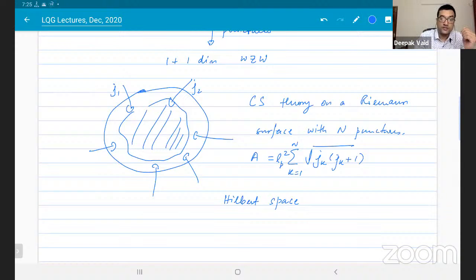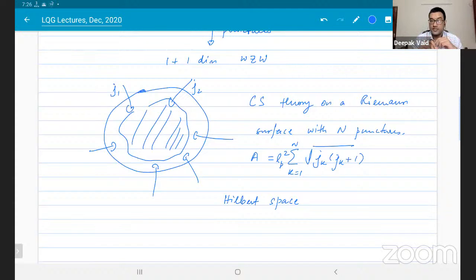Triangulations are not the same as punctures taken for Riemann surfaces. Right, triangulations are not the same as punctures, but I'm just giving an analogy that counting the configurations of punctures is akin to counting the triangulations of a surface. In fact, one can show that if you count the triangulations of a two-sphere, and this is work done by Thurston, you reproduce exactly the Bekenstein-Hawking entropy.